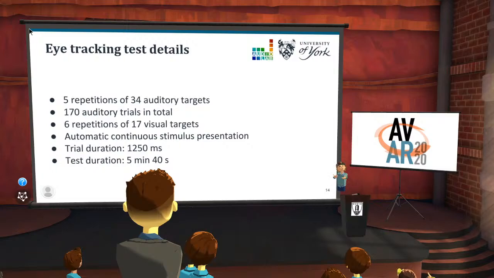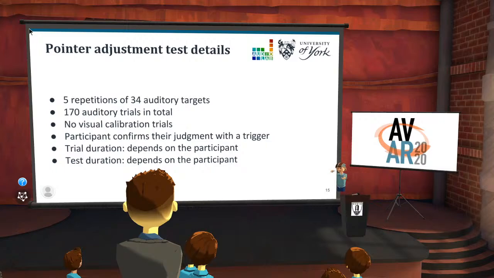To look in more detail at the experiment, we had 5 repetitions of 34 auditory targets, 17 for ITD and the same 17 for ILD. The duration of a single trial was 1,250 milliseconds, and the presentation was continuous. We do not require any feedback from the participant other than just following the direction of the sound with their gaze. The overall test duration was 5 minutes 40 seconds. It is slightly different in the pointer adjustment method because we have to wait for the participant to confirm the response. They used the trigger to confirm the response.